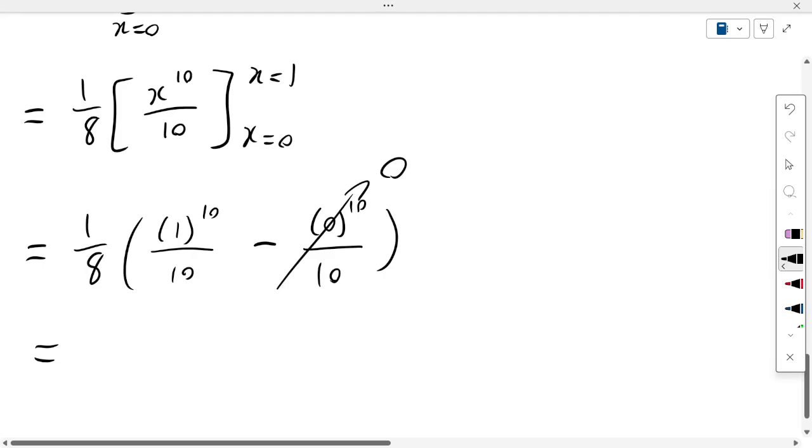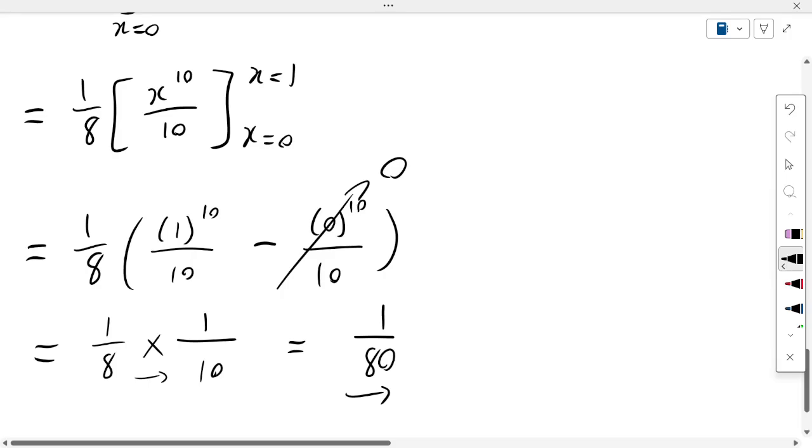And we don't have to include it. This is going to be 1 over 8 multiplied by 1 to the power of 10, which is still equal to 1, divided by 10. And then obviously we can multiply the numerator with the numerator and denominator with the denominator. We'll get 1 divided by 80, which is our final answer for number 3.